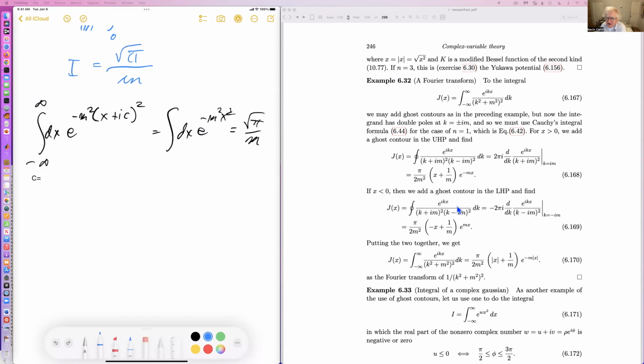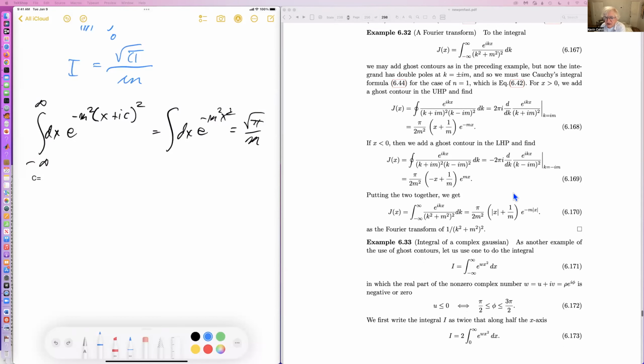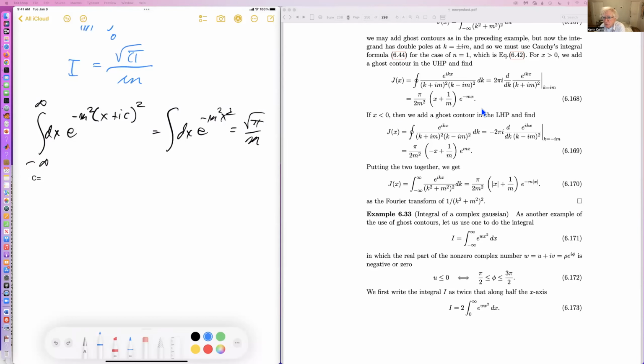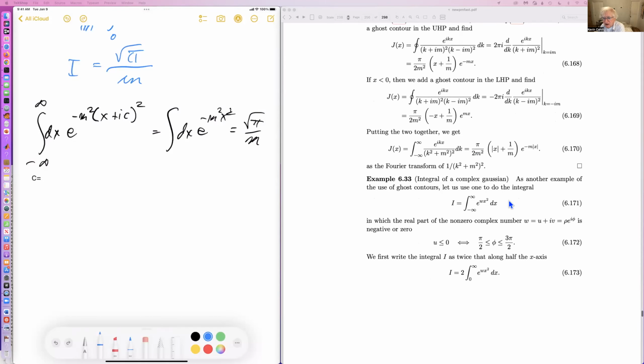When x is negative, we put a ghost contour in the lower half plane, and putting the two together, we see we have this and we have that. And so for x negative, minus x is positive. So this turns into an absolute value. And so that's our expression.